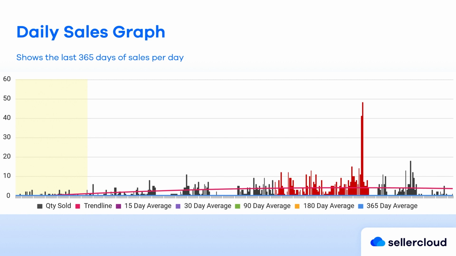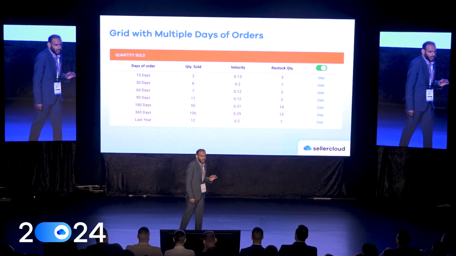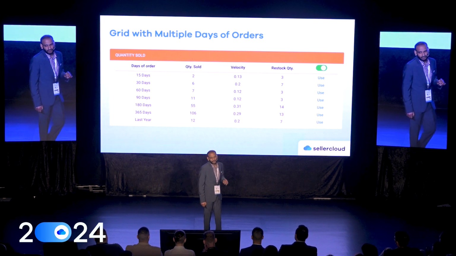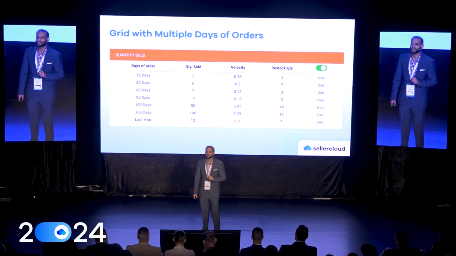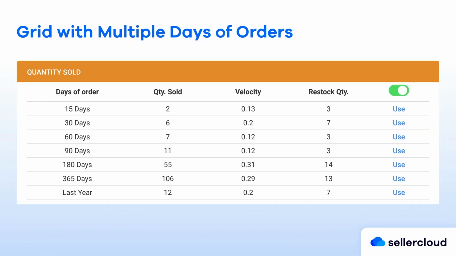So there's a daily sales graph. Now, this is pulled live when you run the report and shows the last 365 days of sales per day, right? We also have a grid with multiple days of order. Now, this shows you the result for multiple days of order, not just the ones that you select in the search, but the days of order you selected will be colored in yellow. If you want to use one other result, you can click Use. That's right up there, and it will populate with the quantity to restock.